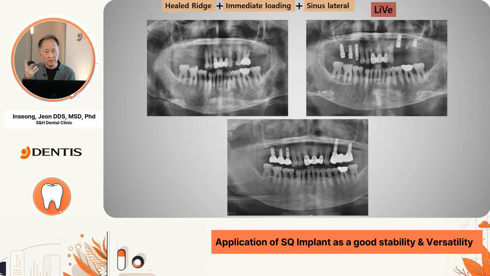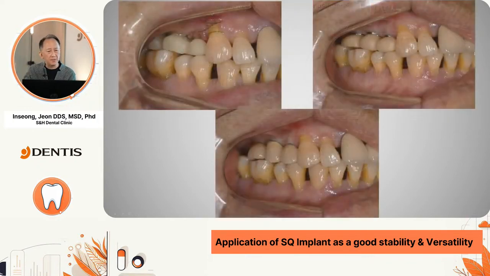3 months later, the measured ISQ value was about 85. An ISQ value of about 85 means the bone-implant connection area, the interface, is very, very stable here. This is immediate loading. 2 hours later, and then 3 months later, we deliver the final bridge here.